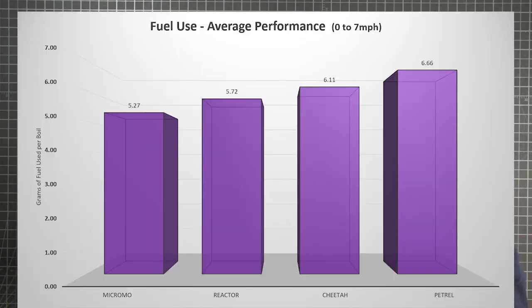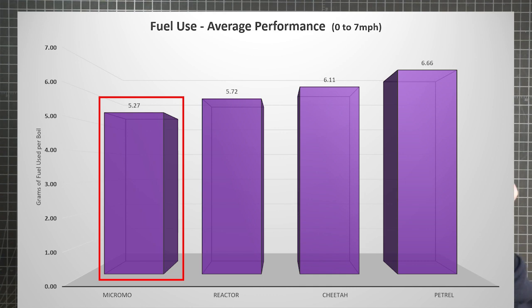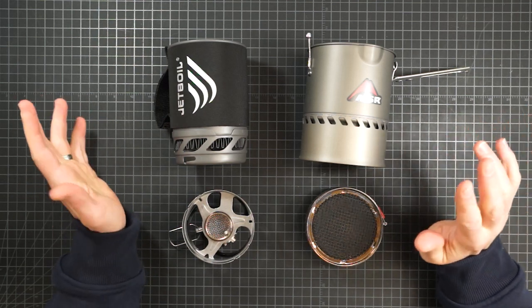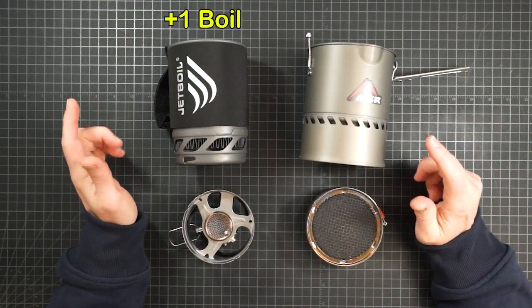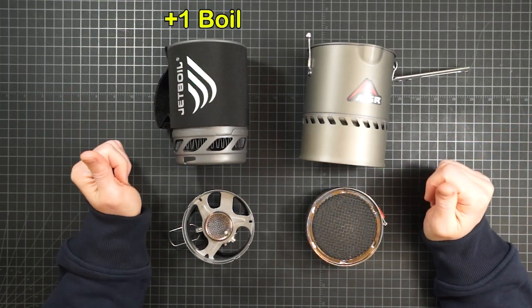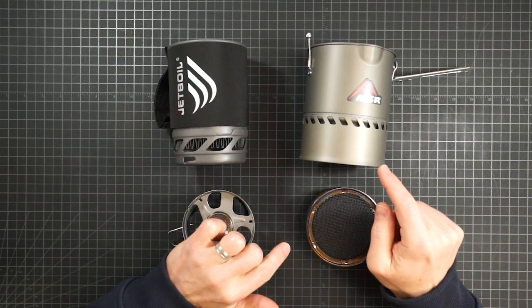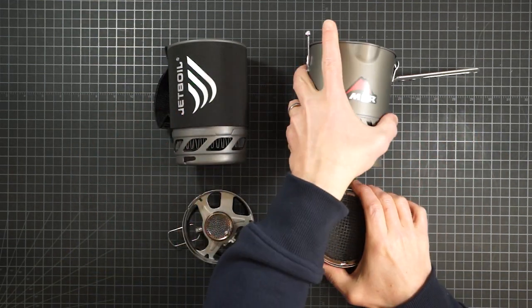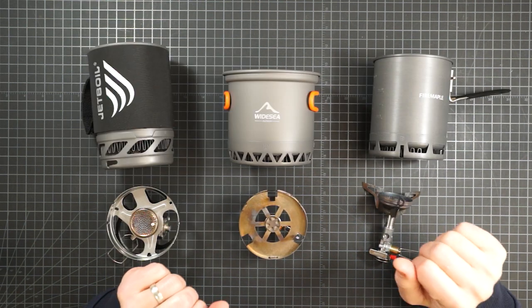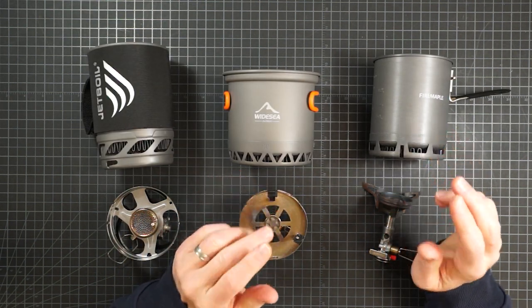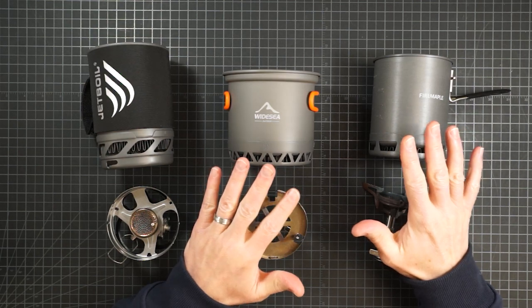And as it turns out, the MicroMo wins by about half a gram of fuel per boil over the Reactor, which was the nearest competition. True, that's not a huge amount, but it is enough to get you 1 extra boil out of a small gas canister. And since the MicroMo is also lighter than the Reactor, it makes this an easier elimination. The Cheetah and the Petrel might require a bit more fuel, but they're both substantially lighter systems than the MicroMo.